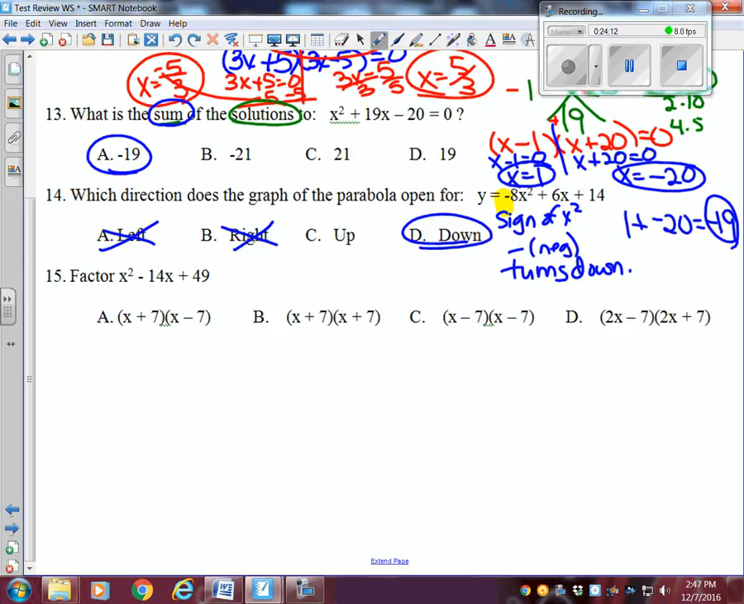And we only have up and down, so we should have actually mentally crossed left and right off of our choices in the beginning. Factor x squared minus 14x plus 49. It's asking me for 2 parentheses, so I don't have to set it equal. I'm not solving. I'm just breaking it down. So I'm going to break this down.